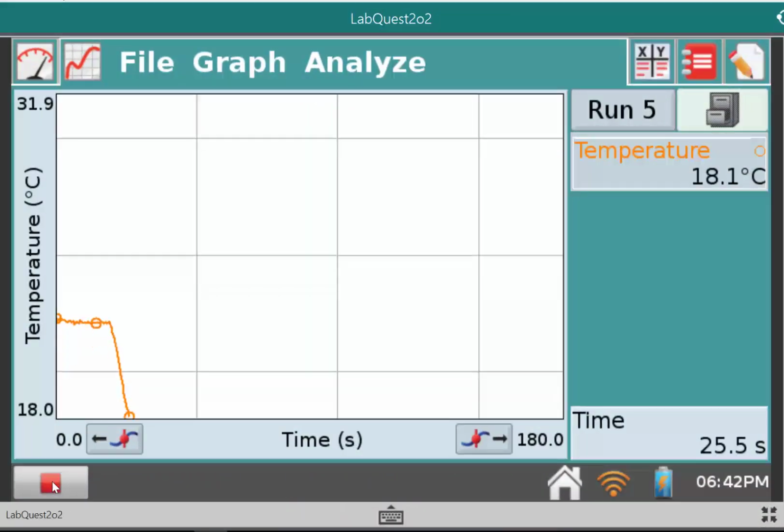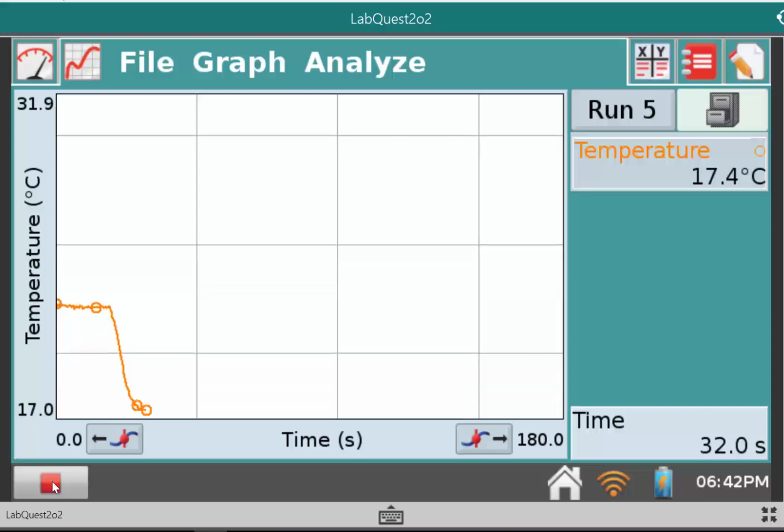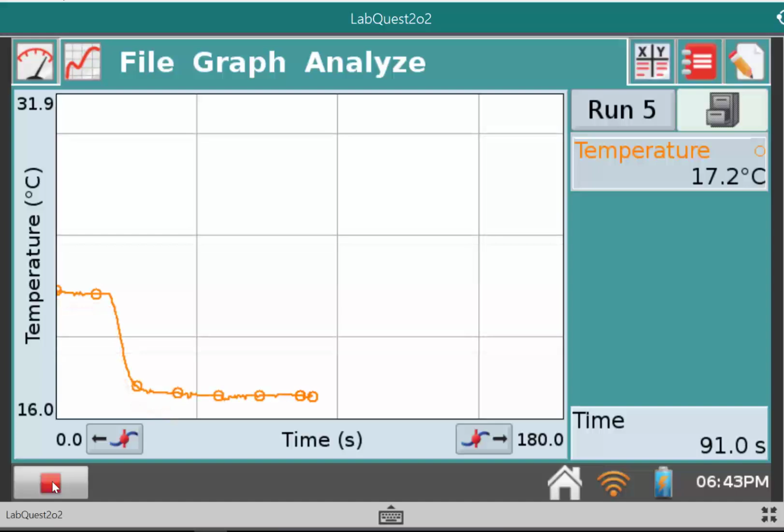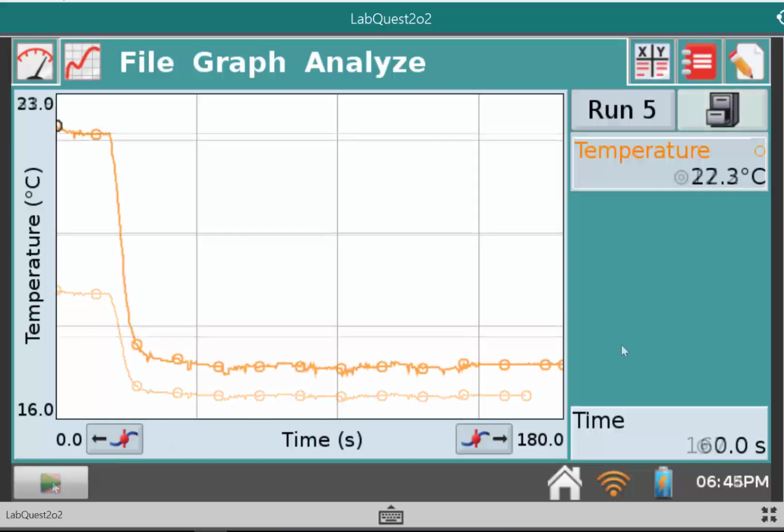On the LabQuest 2 screen, we see the dramatic decrease in temperature, which corresponds to the point at which the solid ammonium chloride is added to the water. When this run is completed, it is stored for analysis later in the experiment. This part of the experiment is repeated one additional time.